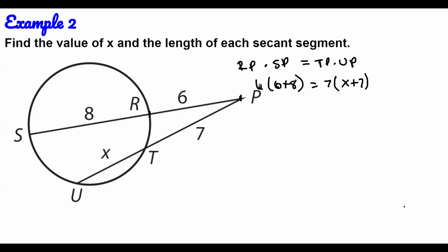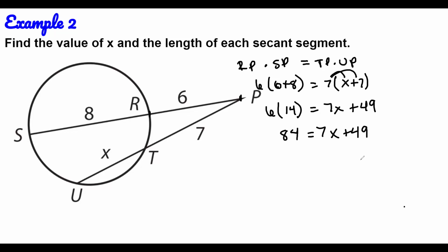All right. So we have 6. Inside we have 6 plus 8, which is what? 14. And over here, we're going to distribute. So we should have 7x plus 49. Okay. What is 6 times 14? 84. So now we have our two-step equation, and we can solve all the way through.